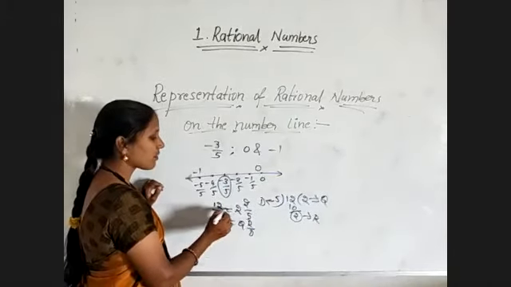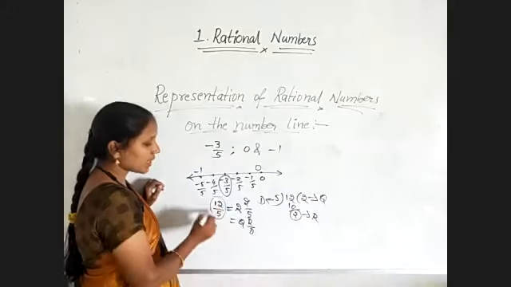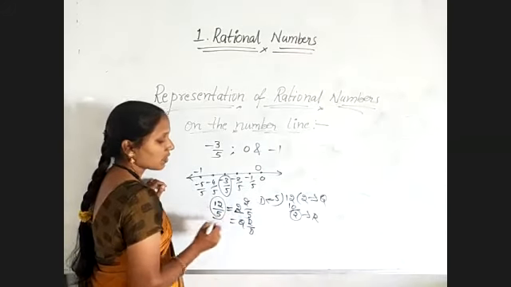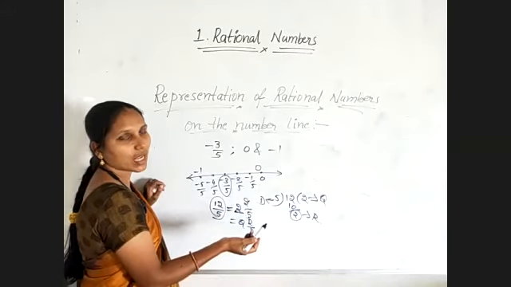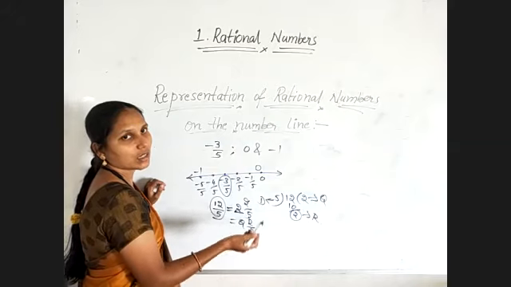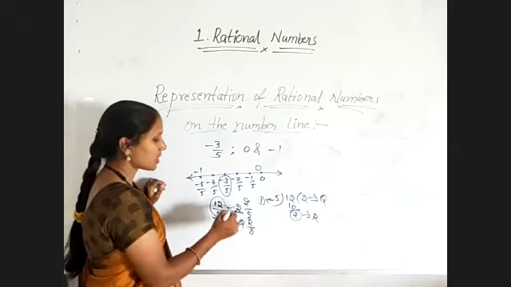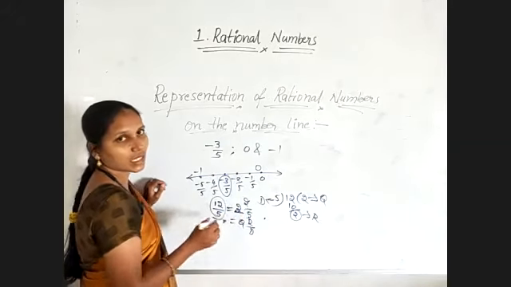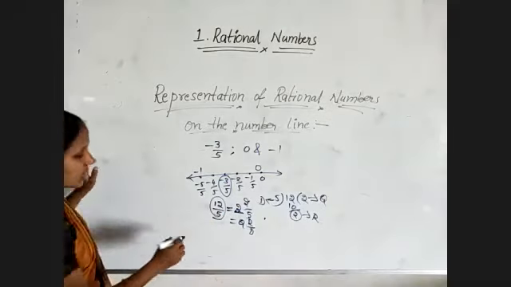Why have I converted it? This number lies between 2 and the next number after 2, which is 3. So this number lies between 2 and 3. Whether it is correct or not, we will see.